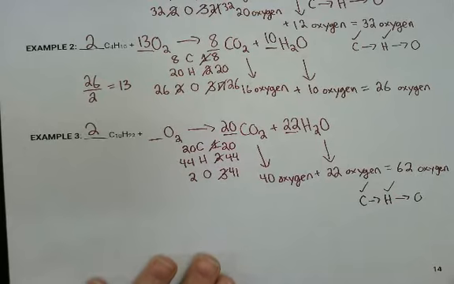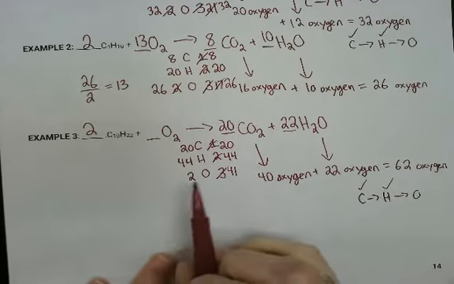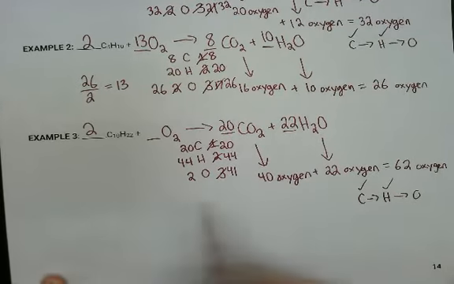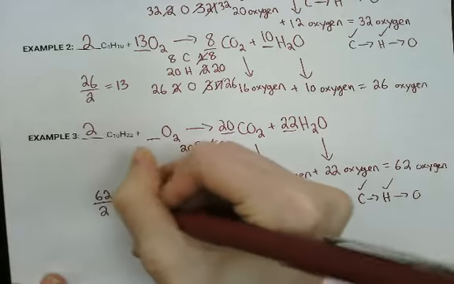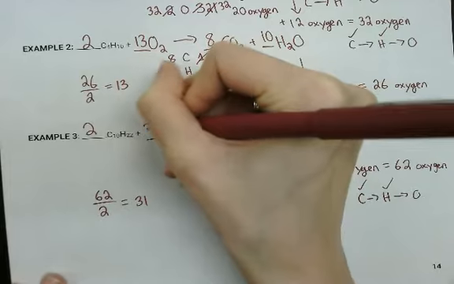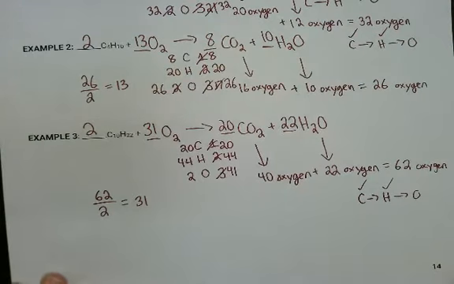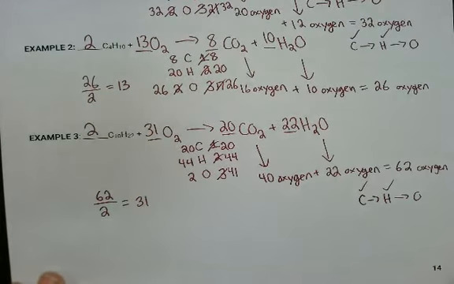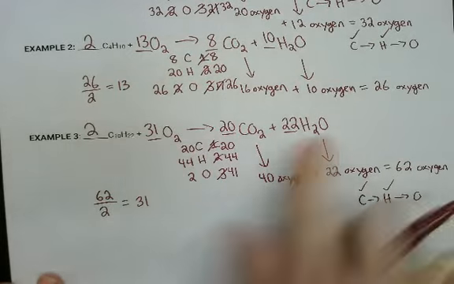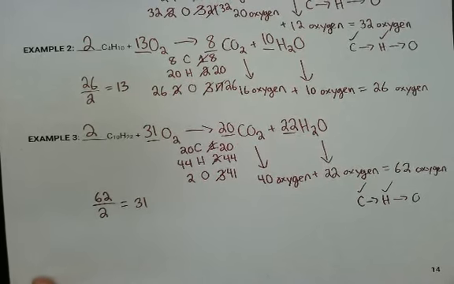I have balanced my hydrogen, and I'm going to come over here and now balance my oxygen. 62 divided by 2 gives me 31. So I'm going to place a 31 in front of my oxygen. Again, I'm going to check if I can reduce. Since 31 is an odd number, it is not divisible by 2. We are going to go ahead and say that is our final answer.